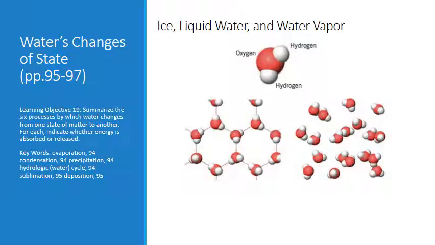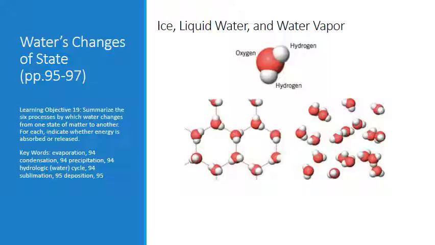Content in this presentation is covered on pages 95 through 97 of your textbook, and it's meant to help you achieve learning objective number 19, which is to summarize the 6 processes by which water changes from one state of matter to another. For each of these, indicate whether energy is absorbed or released. Be sure to skim pages 95 through 97 before watching this video, and be sure to read carefully before attempting the online quizzes.